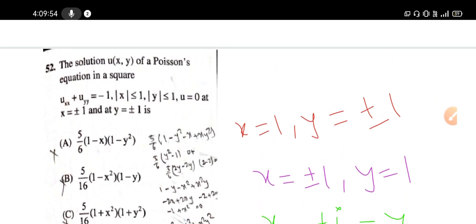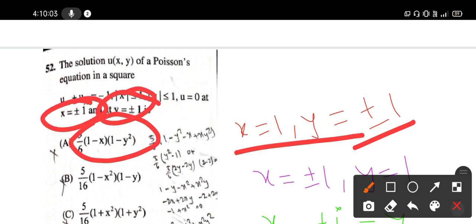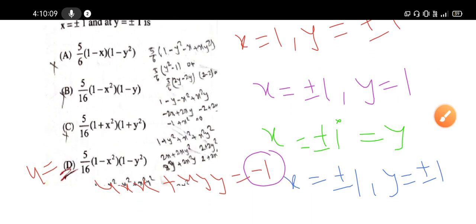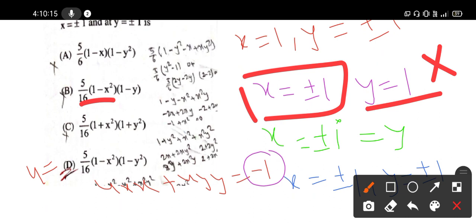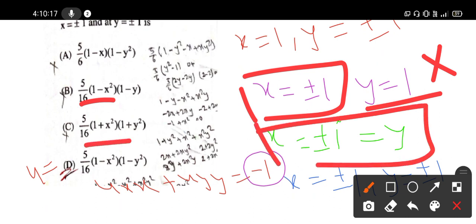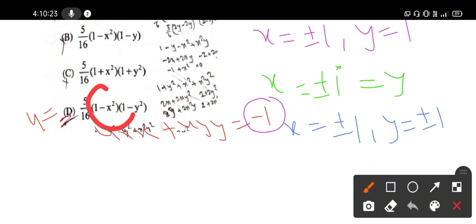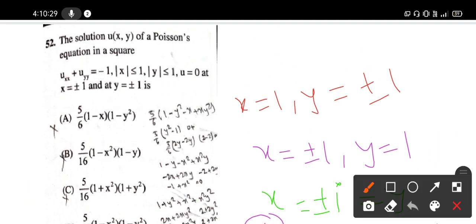And the other method: here x is equal to ±1 is given, y is equal to ±1. Here option A is also discarded. In option B, here x is equal to ±1 and y is equal to 1. This is also discarded. Here x is equal to ±i, y is equal to ±i. This is also discarded. In option D, x is equal to ±1 and y is equal to ±1 is given. So from here, option D is correct. Next question.